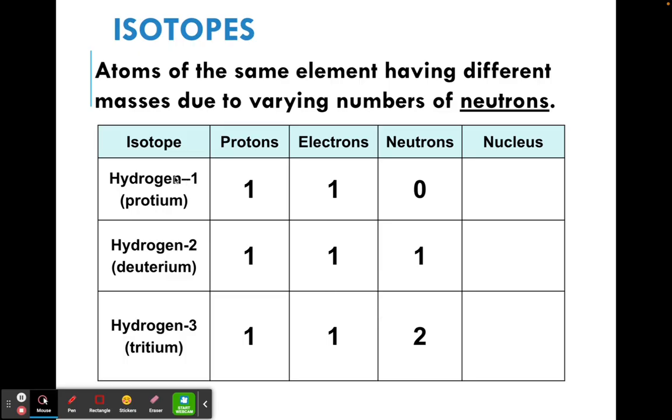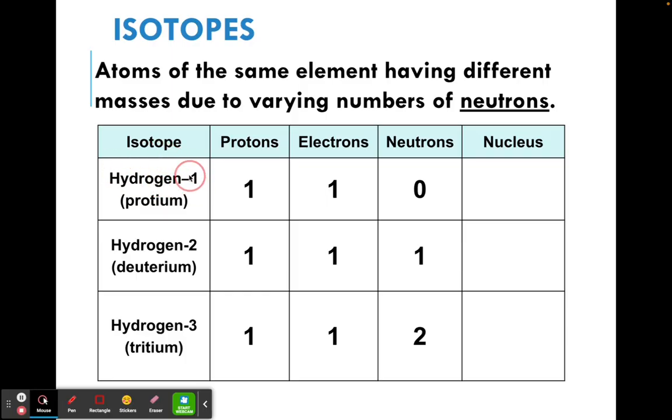So here we're given 3 different isotopes of hydrogen. What does that mean? It means that all 3 of these atoms of hydrogen have the same number of protons. They're all hydrogen, so they're given the same name because they're the same element. So what's different about them? They differ in the number of neutrons.